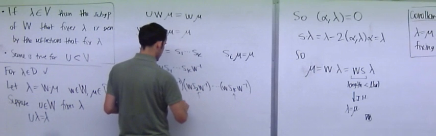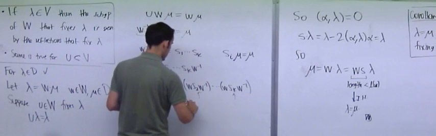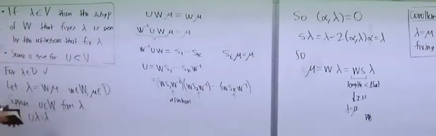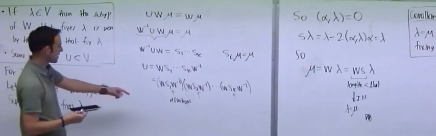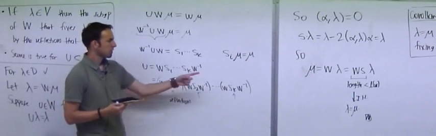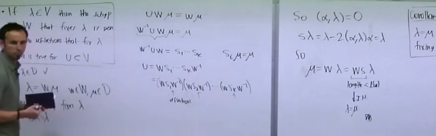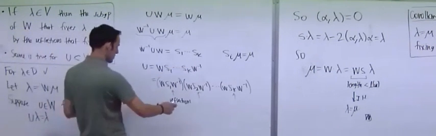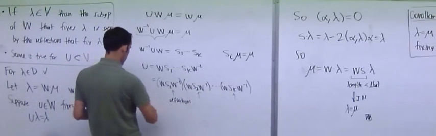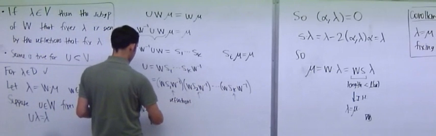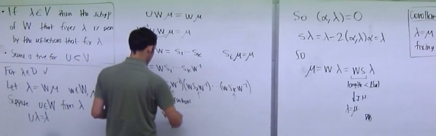Reflections. And if we have any faith in this line of proof, then it shouldn't be hard to check that these reflections fix lambda. So I need these reflections to fix lambda.